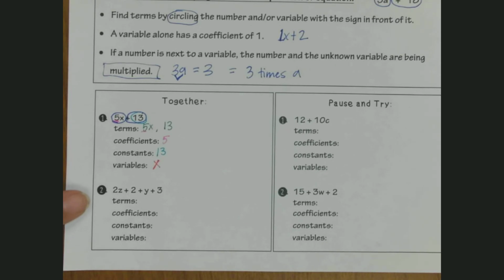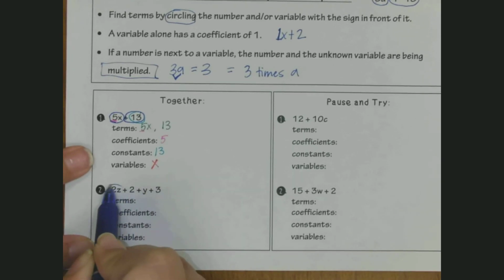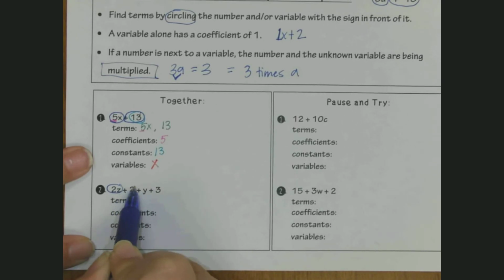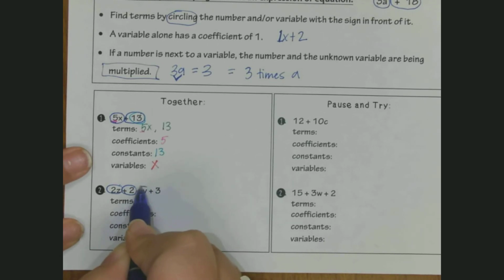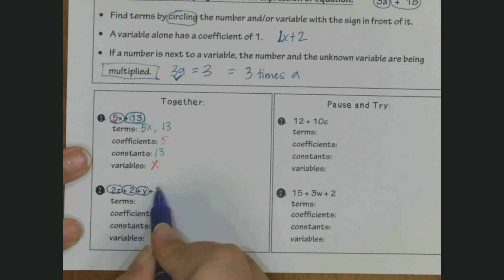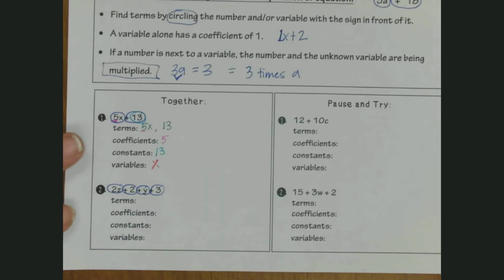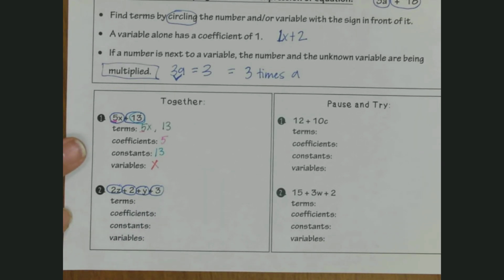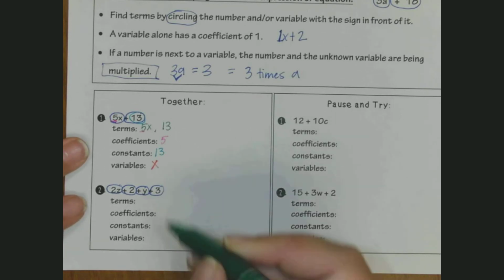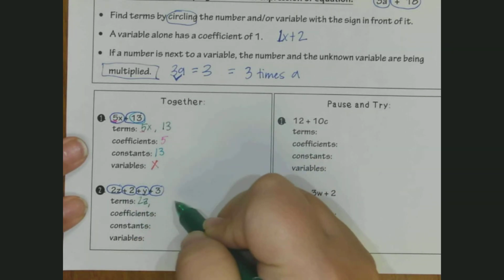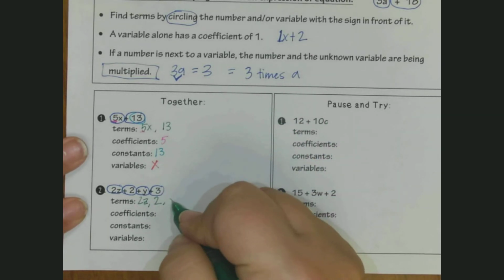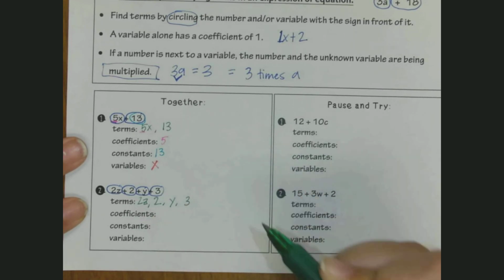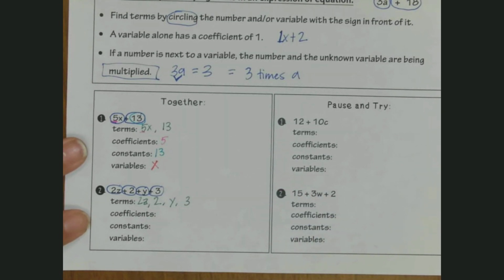Okay, the first thing we're going to do is separate the terms. So 2z, I'm going to stop right there because I have a sign. That sign goes with the next number. And let's stop because I have another sign. Then I have a letter. Then I have the last sign. So in this one we actually have 4 different terms. So I'm going to rewrite that. My terms are 2z, 2, and remember I don't need to write plus 2 because I assume it's positive, y, and 3. There's my 4 terms.